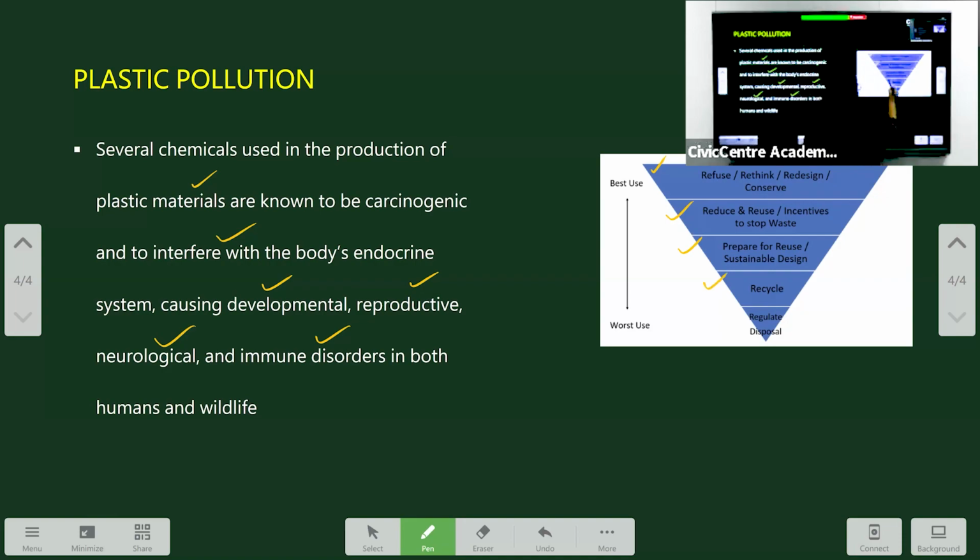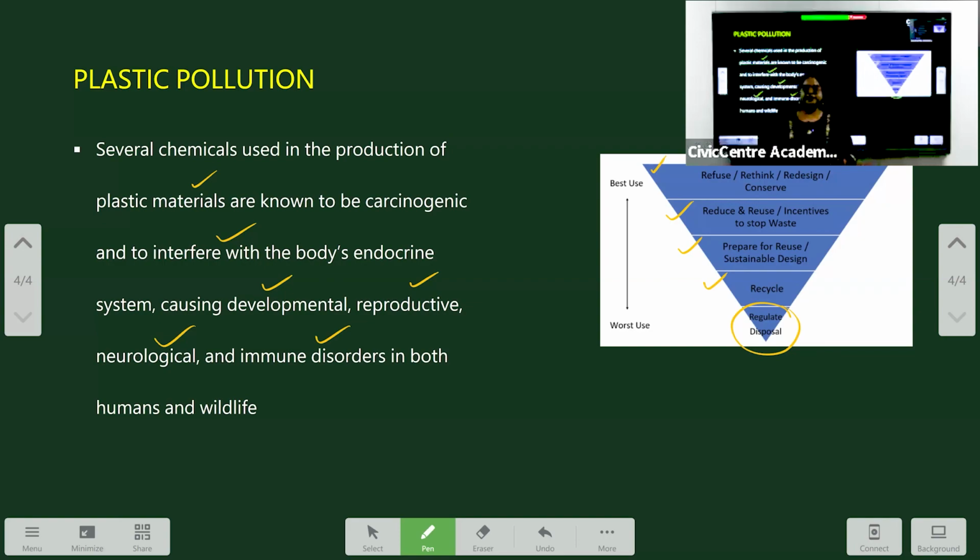And then the next important thing that you can do is recycle the plastic materials that you have used, and then regulate disposal. The proper disposal mechanisms are to be used so that they do not enter the human ecosystems and destroy and pollute them.